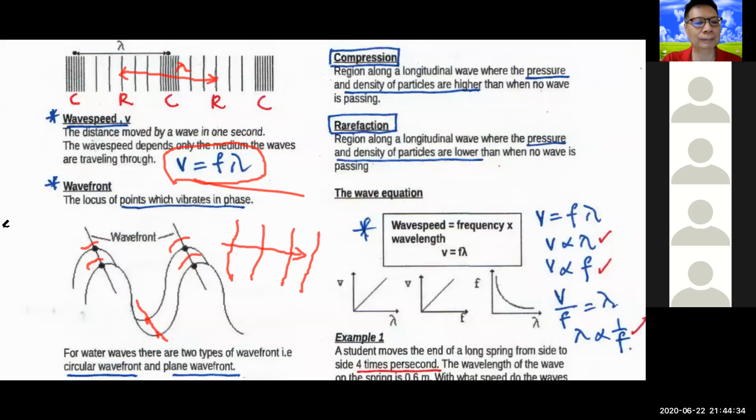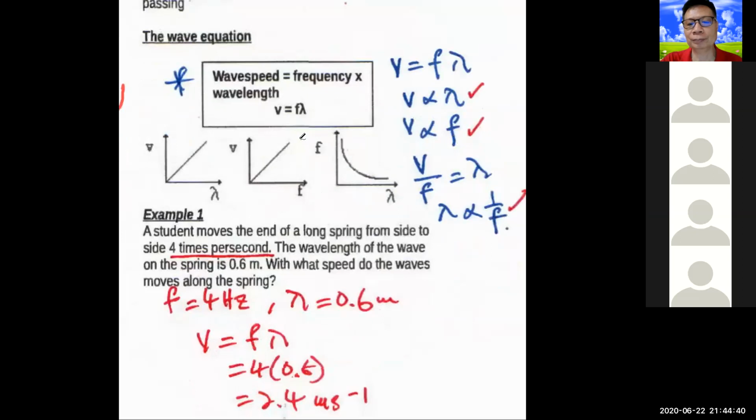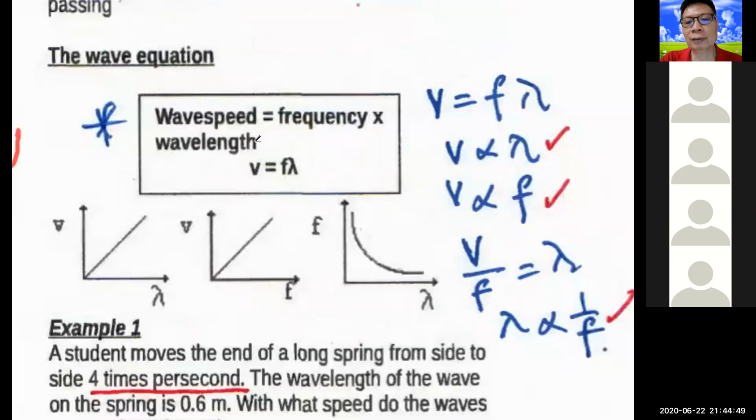Okay, all right. And now relationships. See the graph. These three graphs are very important. There are many things you need to know here. When you look at this formula, v equals f lambda. As I told you, this formula is very important. There are two relationships here. One is that the speed is directly proportional to the lambda. v and lambda are directly proportional. Another one is v and frequency are also directly proportional. So the speed being directly proportional to the lambda means the bigger the lambda, the bigger the speed.